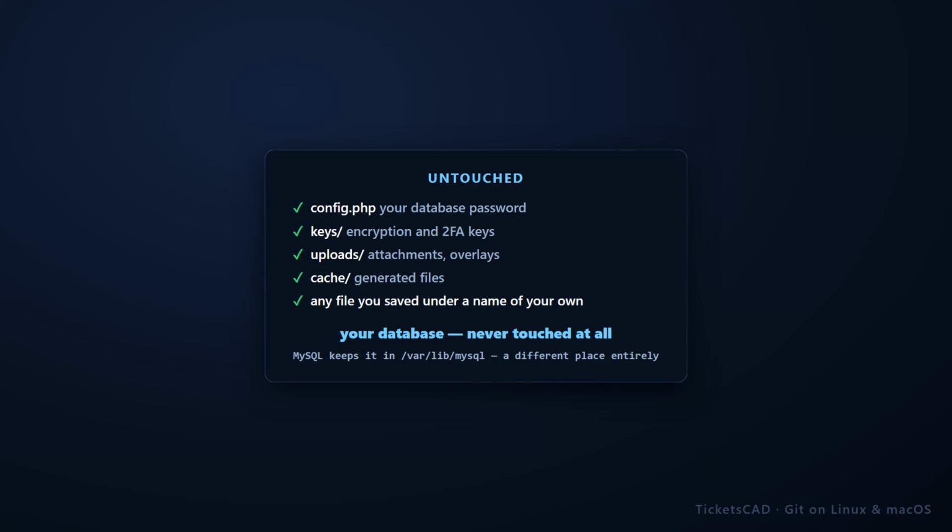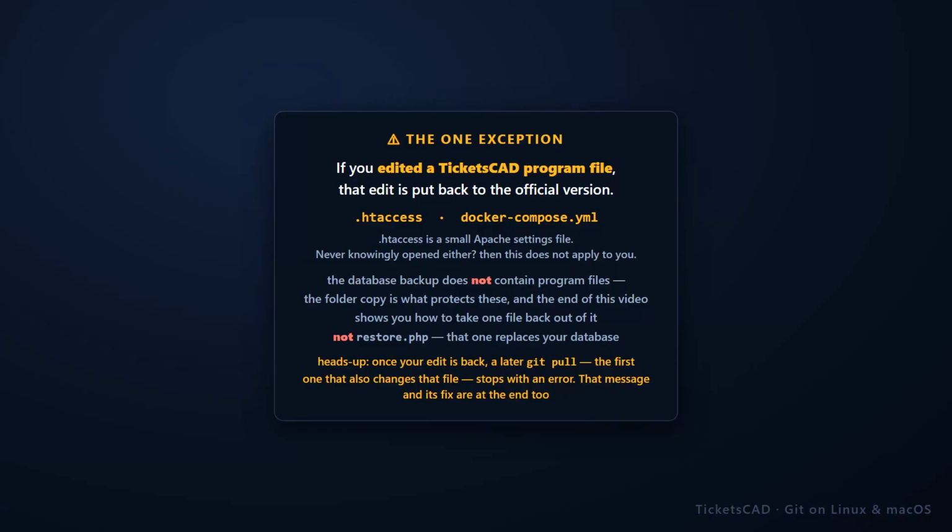What is in this folder is only the program. And within the program folder, your config file with your database password, your encryption keys, your uploads, your cache, and any file you save there under a name of your own are all untouched. You do not have to take my word for that. In a couple of minutes, you will run git status, and those files of your own will be listed as untracked, which is Git saying, I can see this and I will not touch it. Your config file, your keys, your uploads, and your cache will not appear there at all, which is stronger. They are on Git's ignore list, so Git does not even look at them. There is one exception, and it is worth hearing now rather than discovering afterwards.